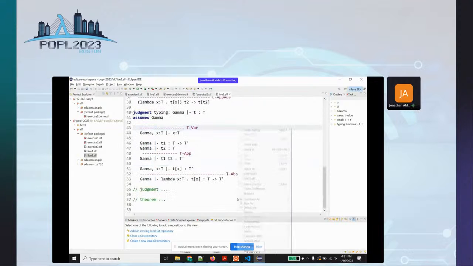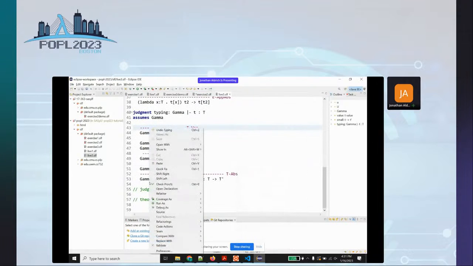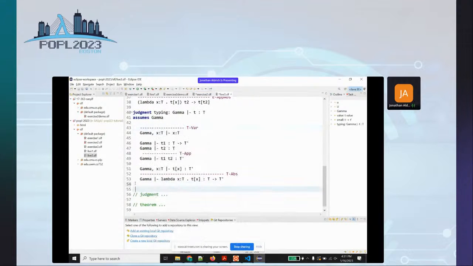So, okay, now we have typing, and of course the classic thing is we want to show that we have progress and preservation. So let's look at preservation. What does preservation say?